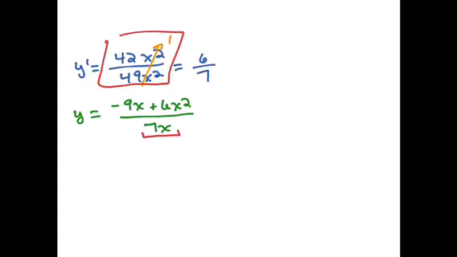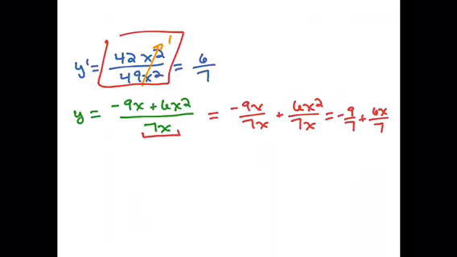In this case, I can split my function into two fractions and write this as negative 9x over 7x plus 6x squared over 7x. Well, that just reduces to negative 9 over 7 plus 6x over 7. And if we take the derivative of that, well, the derivative of negative 9/7 goes to 0. And the derivative of 6/7 x is just 6/7. Now that was a lot easier to work with.